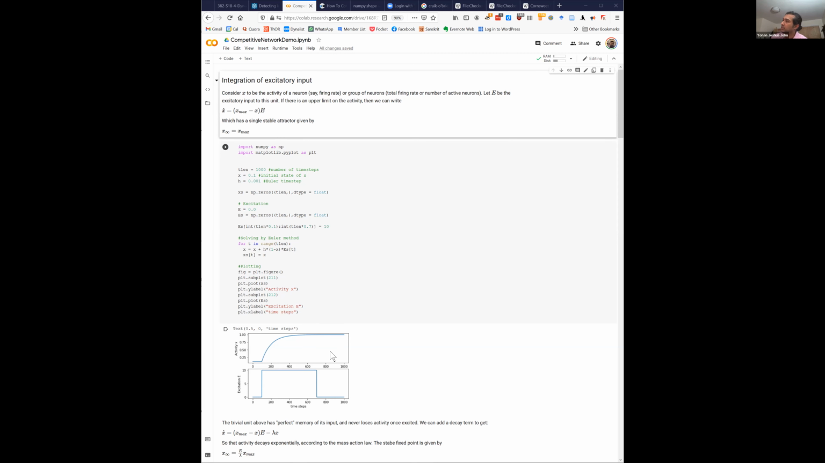And so when an input comes on, it integrates upwards. And if the input goes off, it just keeps the excitation that it held, because it doesn't have a decay term. That's one way to think about it. So it approaches this fixed point. So think about this. When the excitation is 0, what would you expect the system to do?